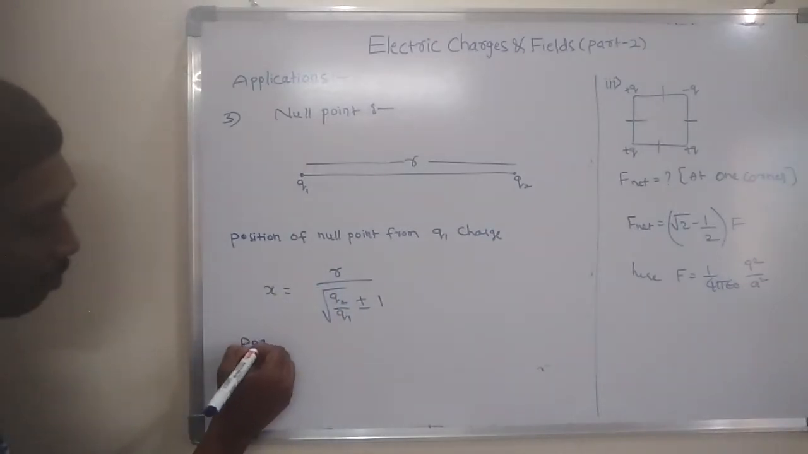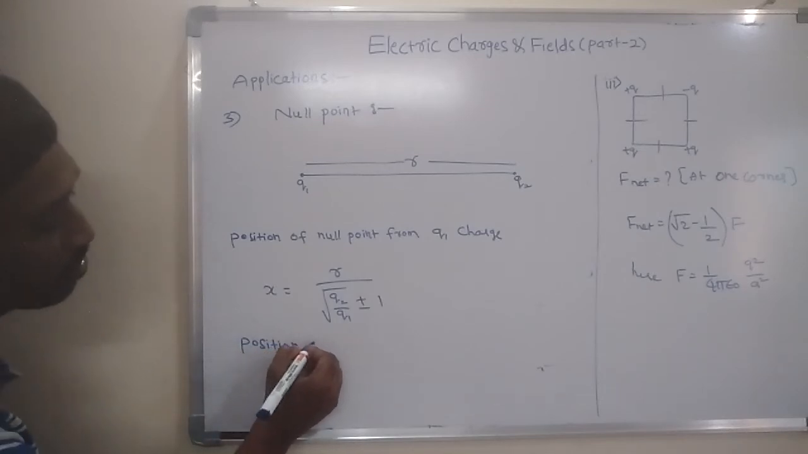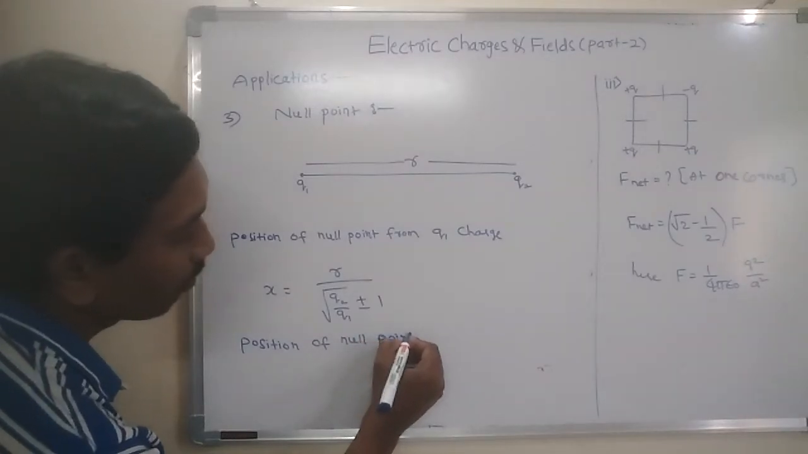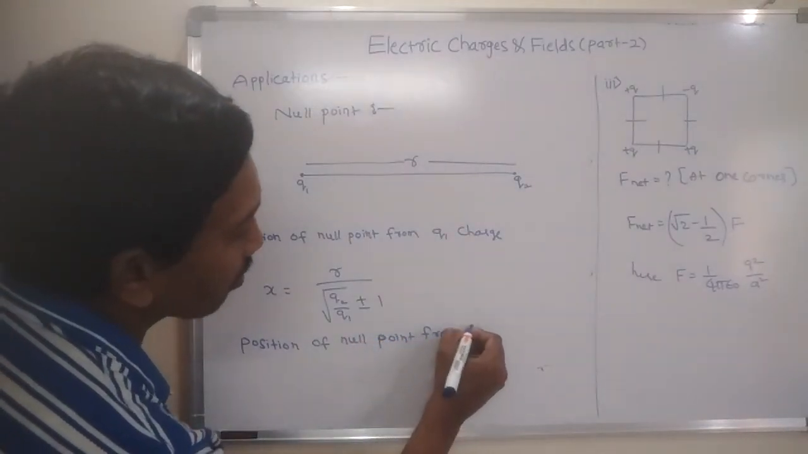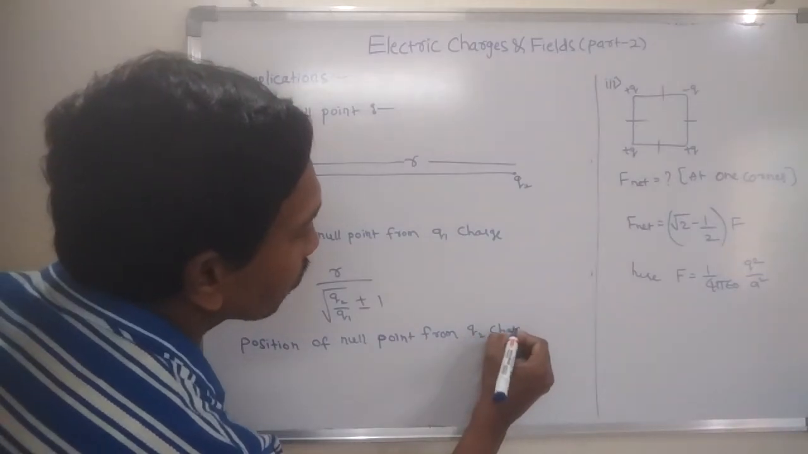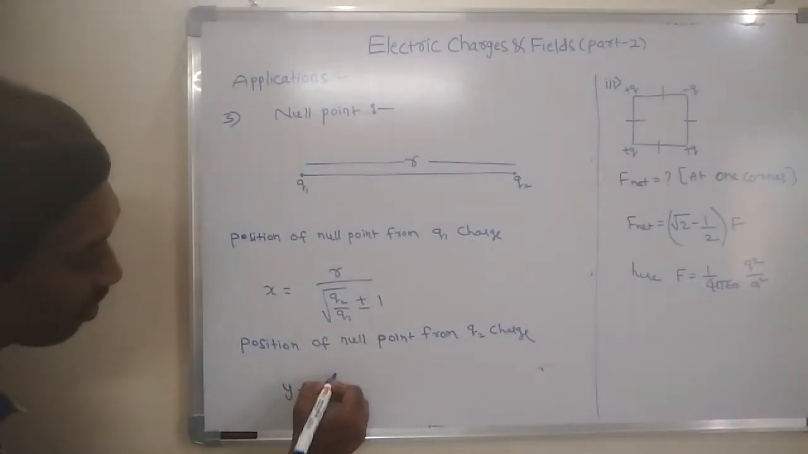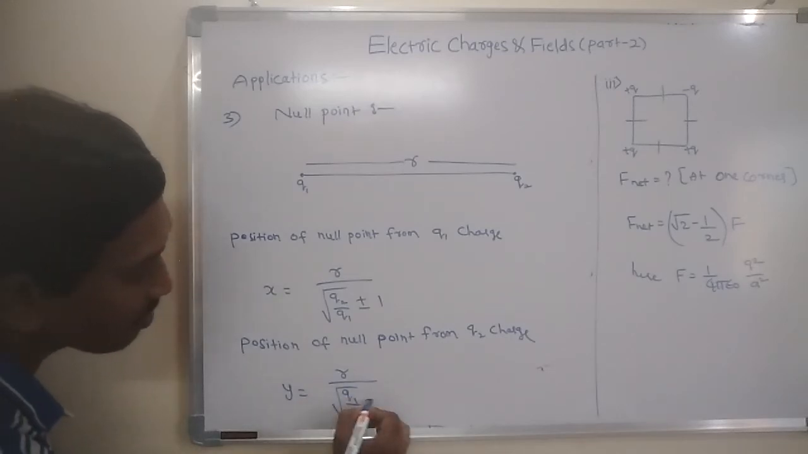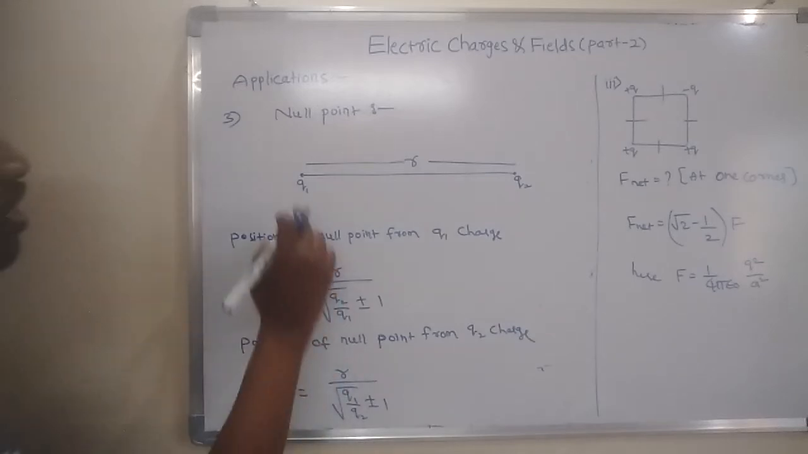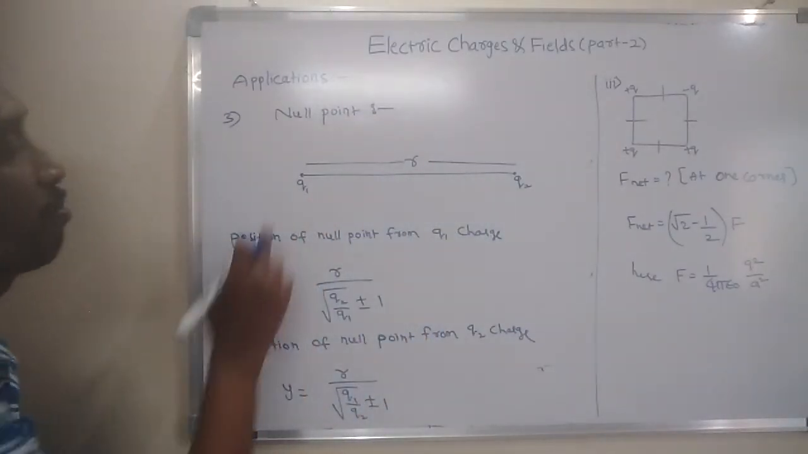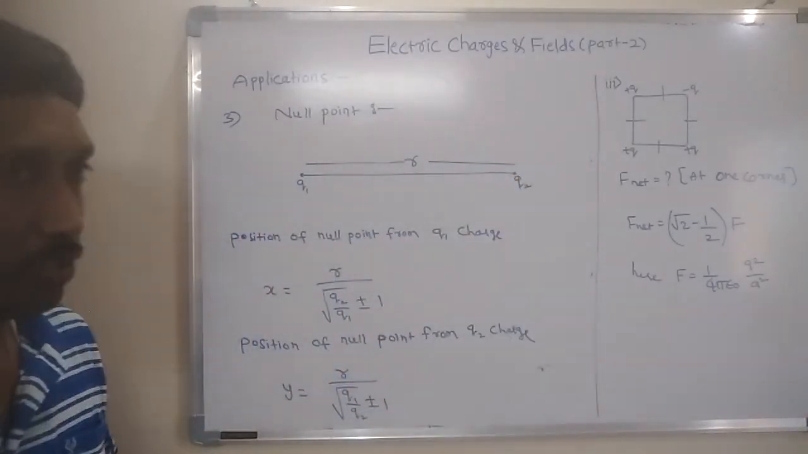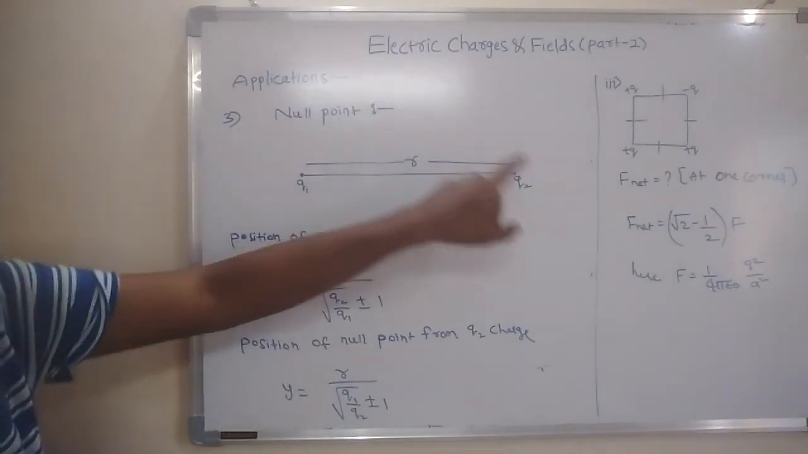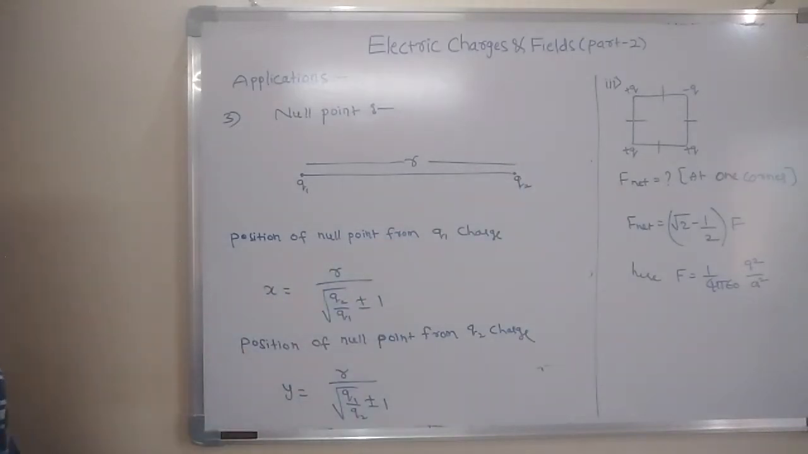Next, sometimes asking the position of the null point or neutral point from the Q2 charge. From the Q2 charge, the distance is indicated by Y. Y is equal to the same formula, R by (under root Q1 by Q2 plus or minus 1). What is the difference here? Q1 is always considered as the small charge, Q2 is the large charge. In the given two charges, whichever is the small charge, you have to consider as Q1. Whichever is the greater charge is considered as Q2. Must and should recognize that.